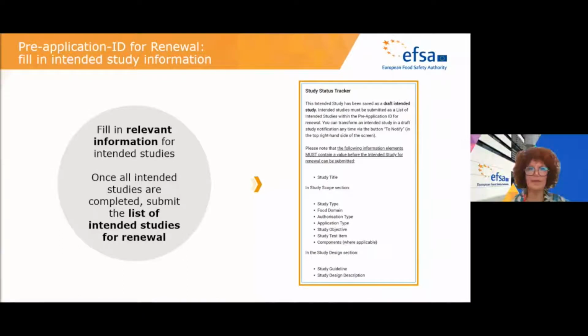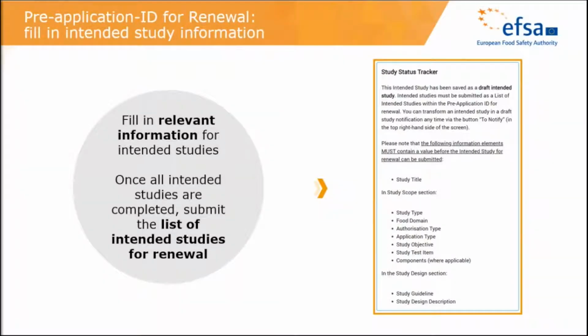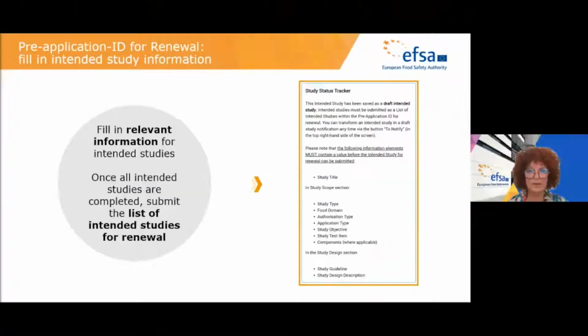Here we would like to highlight how important it is, when you do the list of intended studies, to comply with the requirement of the practical arrangement. And we have put again on the right side the must-have information before an intended study for renewal can be submitted. We will do a check of what is submitted before the public consultation, and it has to comply with the practical arrangement, in particular the study scope and study design. You know that for the intended studies for renewal, it is very important to have the study design of the study. It's part of the quality of the study, so an attention point here to have it all the time.